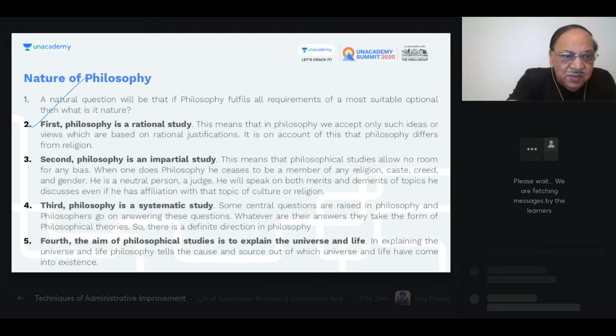Now come. The first thing in the definition is that philosophy is a rational study. What does it mean? This means that in philosophy, we accept only those ideas, those views which are based on rational justifications. So there is no room for faith and belief in philosophy. It is on account of this that philosophy differs from religion, because in religion, you are always just having some faith and belief in certain things. But it is not here.